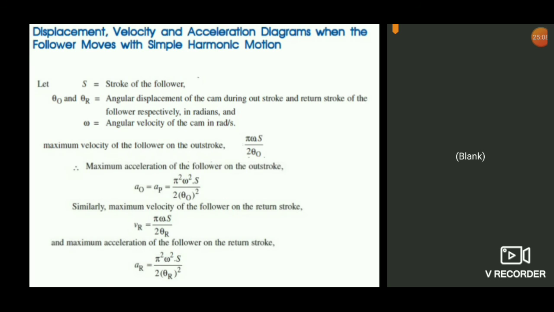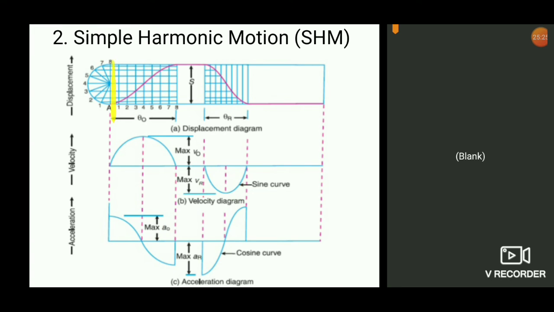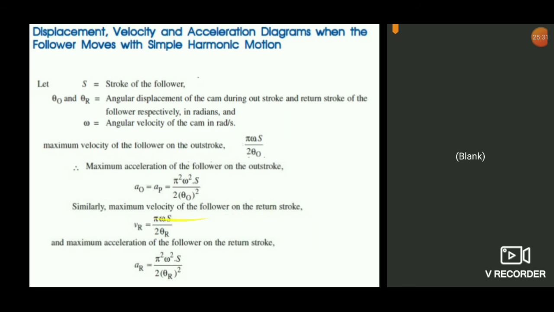Sometimes in the question they will ask you to write down the maximum velocity of the follower during the outward stroke. So this is the formula. Pi omega n value will be given, so you can find out the value of omega. S is the stroke length. Stroke length is nothing but this distance. This will be some 4 mm or 10 mm, whatever it is, as per the scale we will be writing. So that value you have to write here. Divide by 2 theta outward.